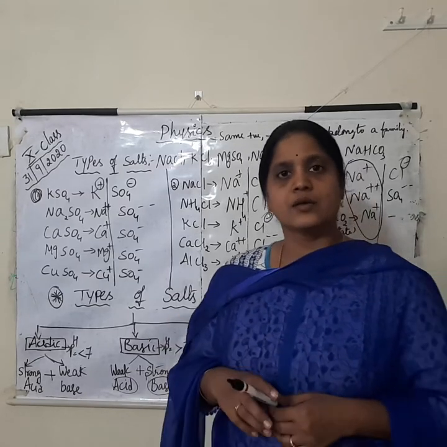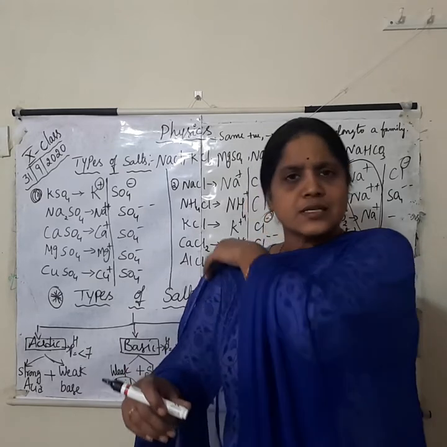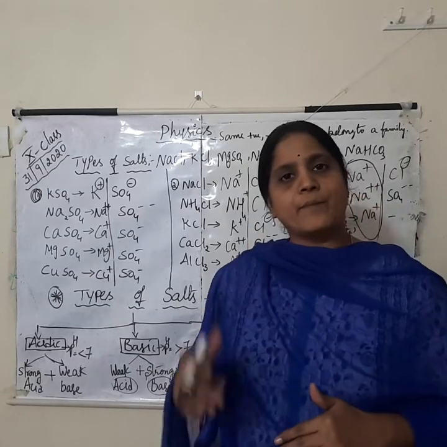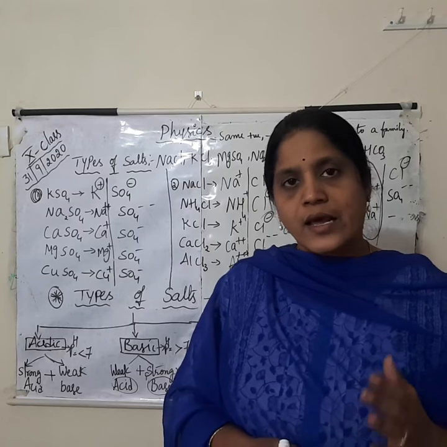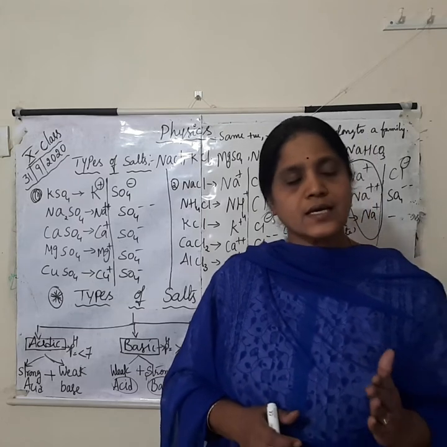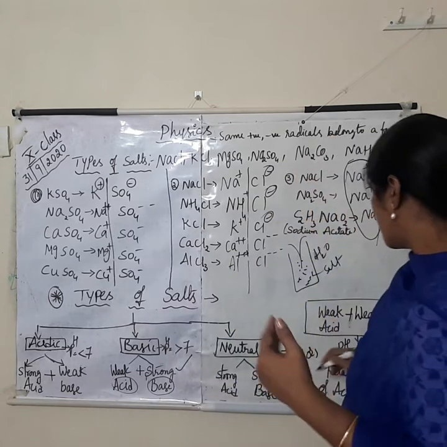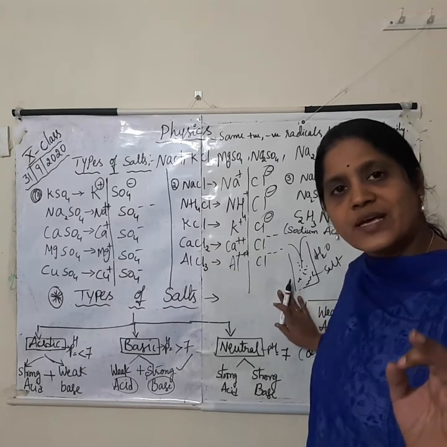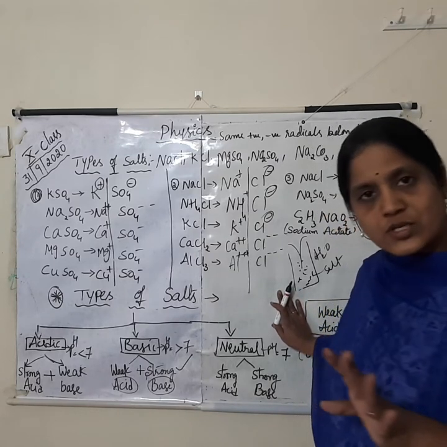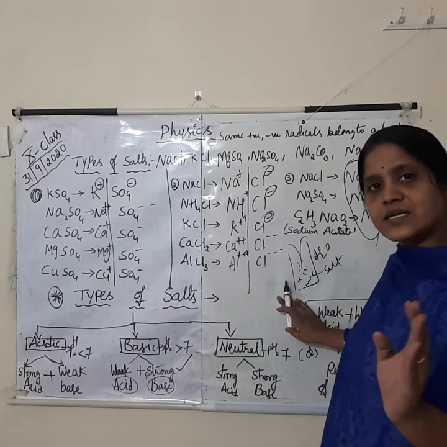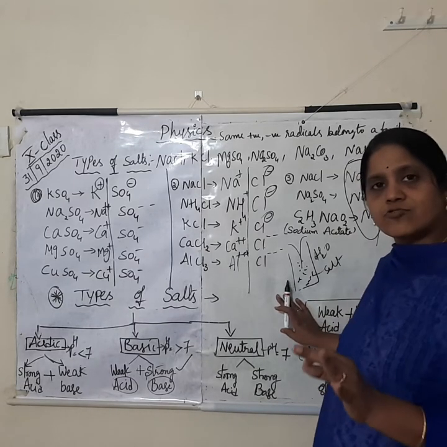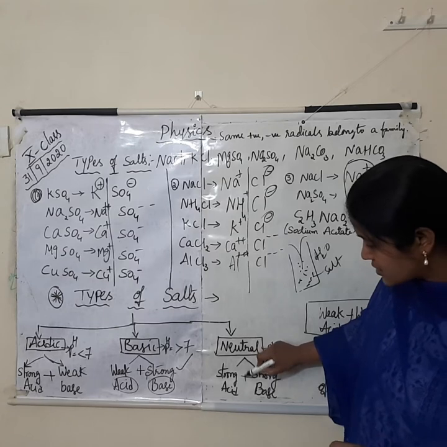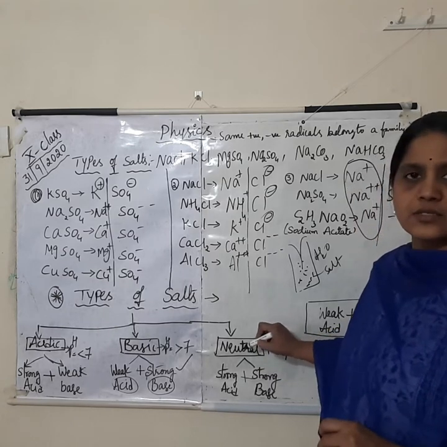Now coming to the neutral salts. In neutral salts, it is the combination of a strong acid with a strong base. When a strong acid combines with a strong base, we get neutral salt. And neutral means the pH value is equal to 7. It is not less than 7 and not greater than 7. Exactly it is equal to 7. Here you see that condition, when a strong acid combines with a strong base, we get neutral salts.